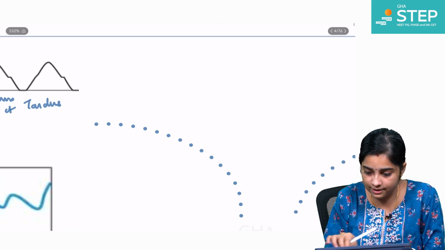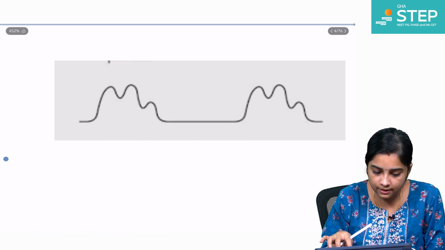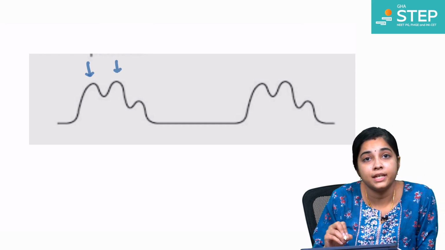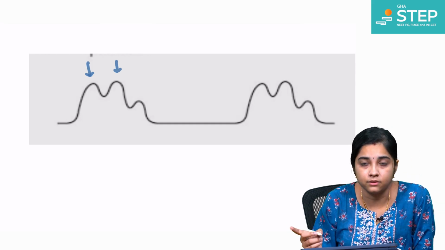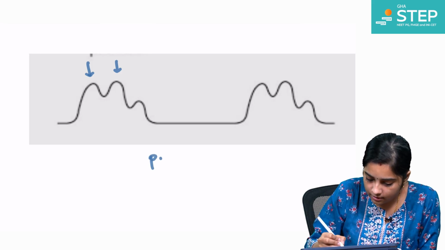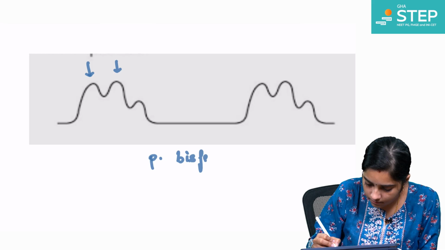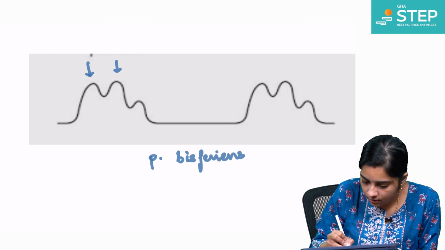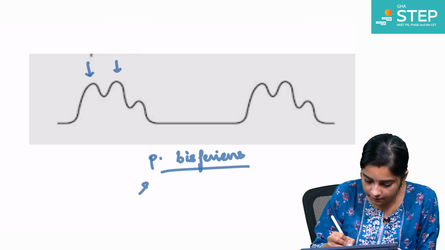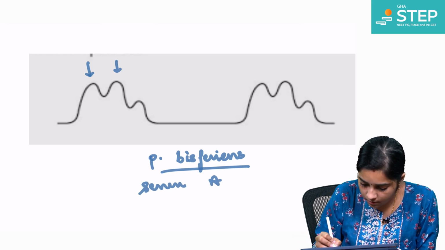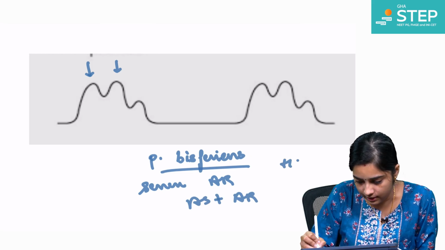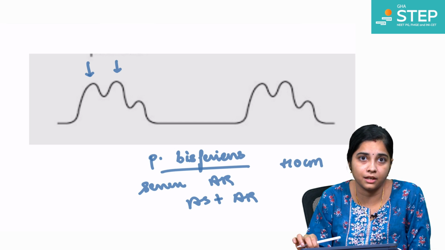Let us move on to the next pulse waveform. So what do we see here? We are seeing two peaks. So we are seeing two peaks in systole. So what is this pulse waveform called? This is called pulsus bisferiens. So what are the conditions where we see pulsus bisferiens? It is seen in severe AR, AS with AR and HOCM or hypertrophic obstructive cardiomyopathy.